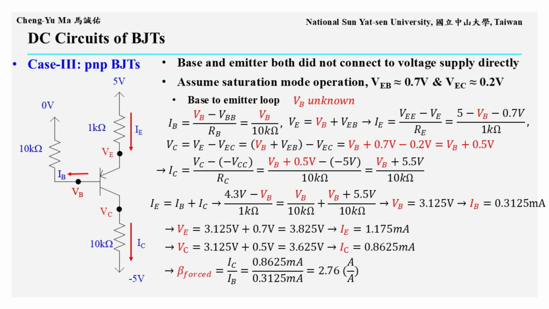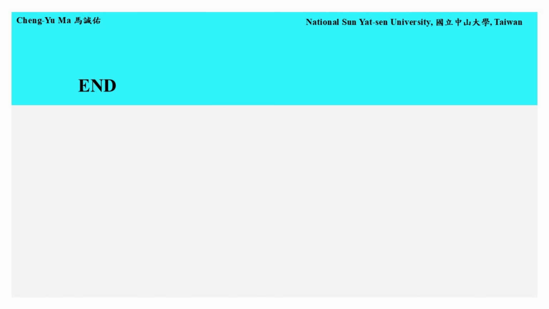Then IB is 0.3125 milliamps, VE equals 3.825 volts, IE equals 1.175 milliamps, VC equals 3.625 volts, and IC equals 0.8625 milliamps. The forced beta is IC divided by IB, which equals 2.76 amps per amp. This concludes the introduction to Case 3 of BJT DC circuit analysis.